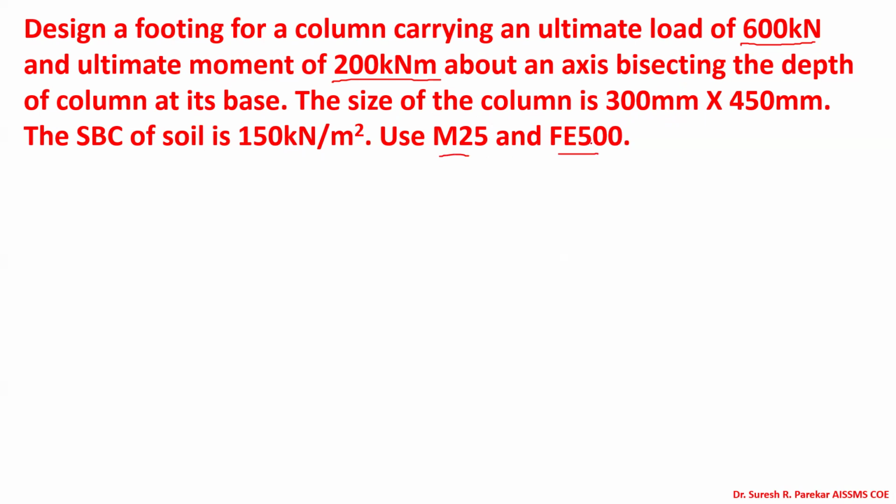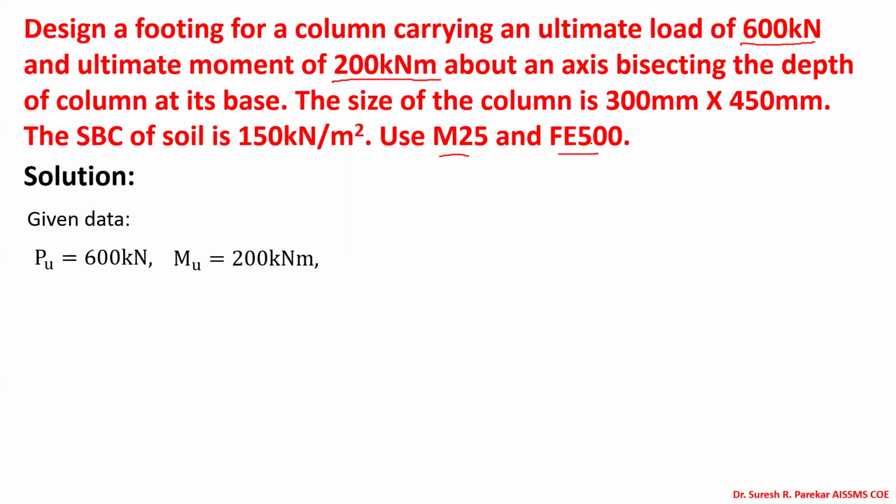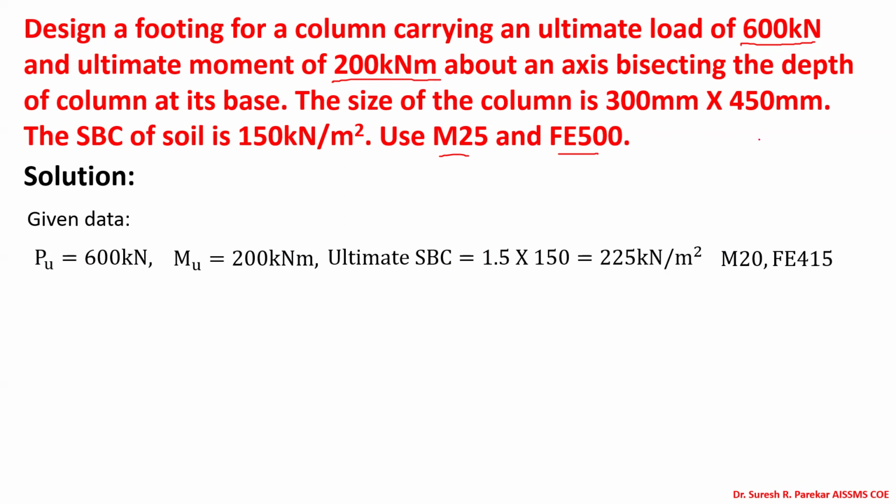So now the first step. The given data: Pu 600 kilonewton, Mu 200 kilonewton meter. Ultimate SBC is 1.5 into 150, that is 225 kilonewton per meter square. Sorry, these values are actually for M25 and Fe 500. So M25, Fe 500.